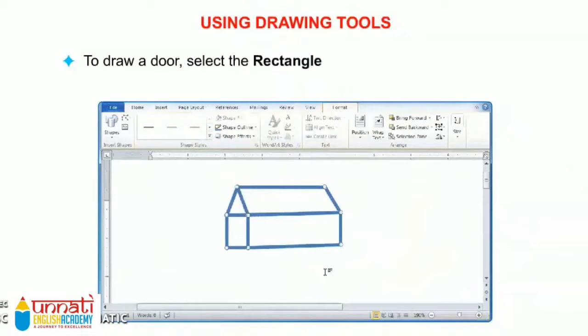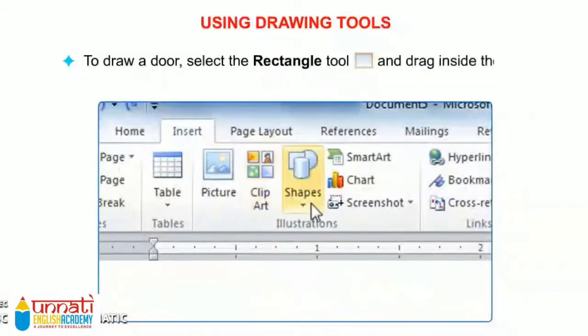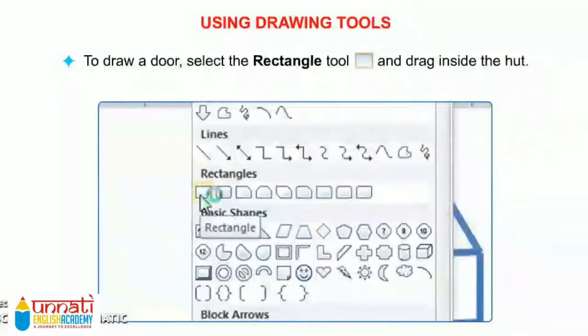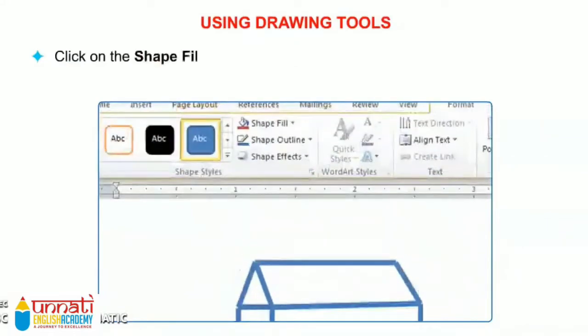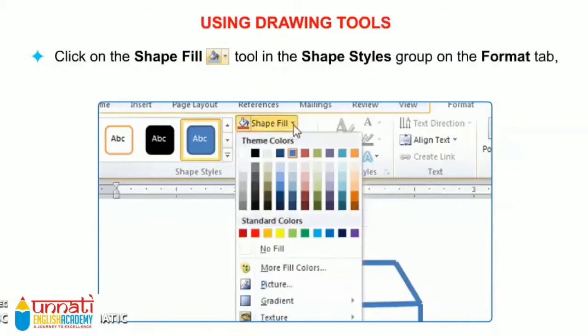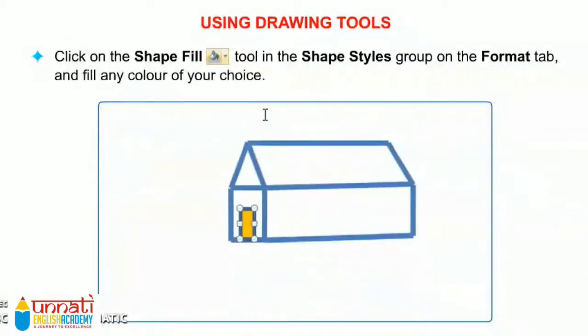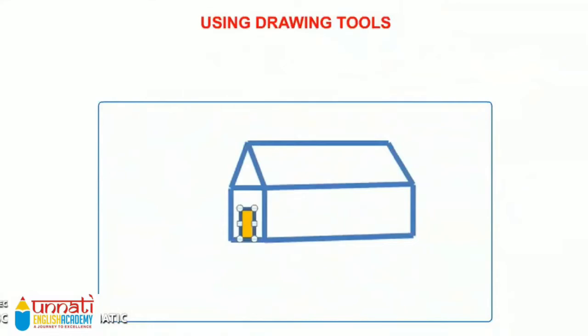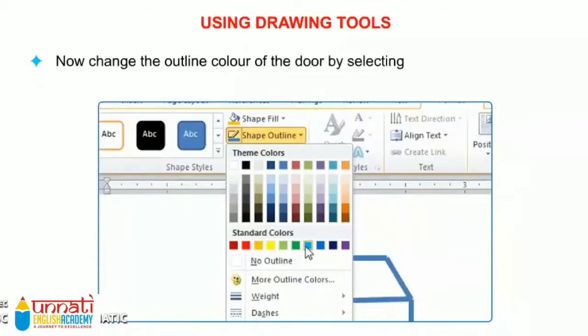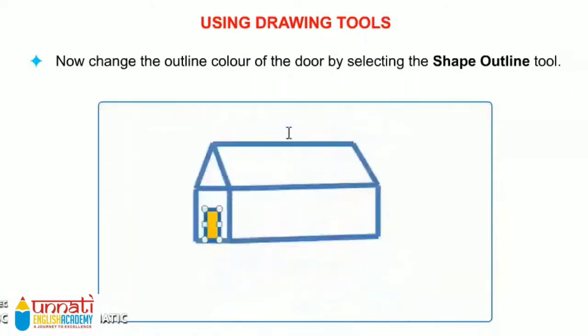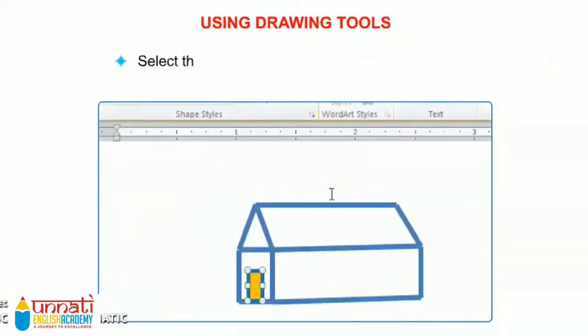To draw a door, select the Rectangle tool and drag inside the hut. I am selecting the rectangle and now I am drawing the door. Click on the Shape Fill tool in the Shape Styles group on the Format tab and fill any color of your choice. Now change the outline color of the door by selecting the Shape Outline tool. So if you want to change the outline color, you have to select the option Shape Outline.